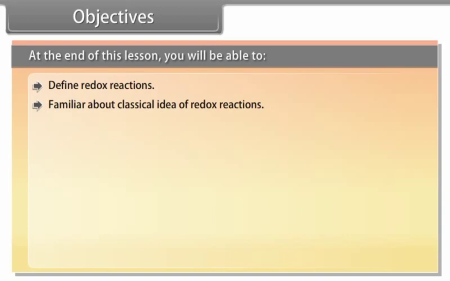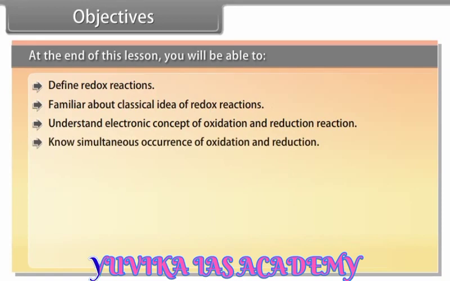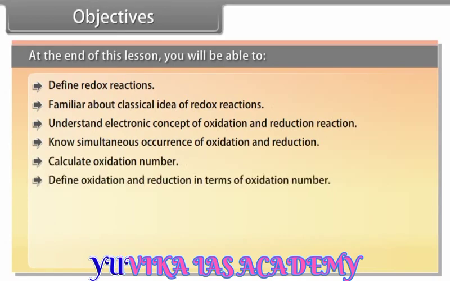Objectives. At the end of this lesson, you will be able to define redox reactions, become familiar with the classical idea of redox reactions, understand the electronic concept of oxidation and reduction reactions, know the simultaneous occurrence of oxidation and reduction, calculate oxidation number, and define oxidation and reduction in terms of oxidation number.